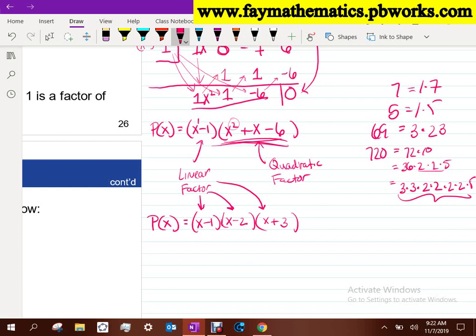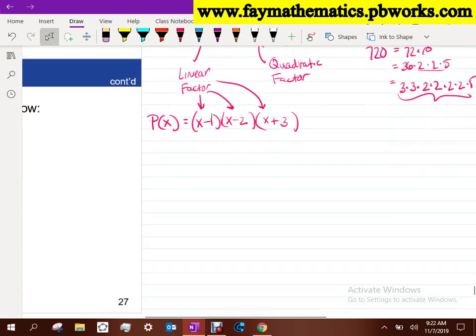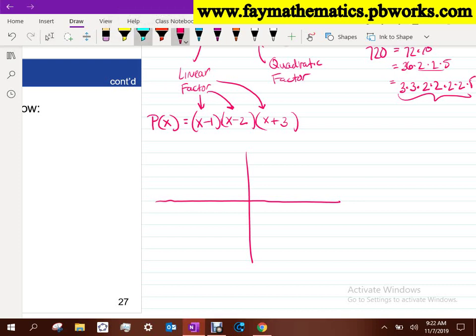What does that benefit me in regards to graphing? What does that tell me? It tells me my zeros. Okay? So I'm going to graph this thing. We know a lot. We know that if we could do this from the original P of x that they gave us.